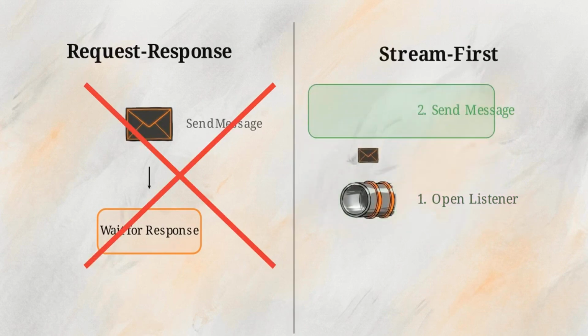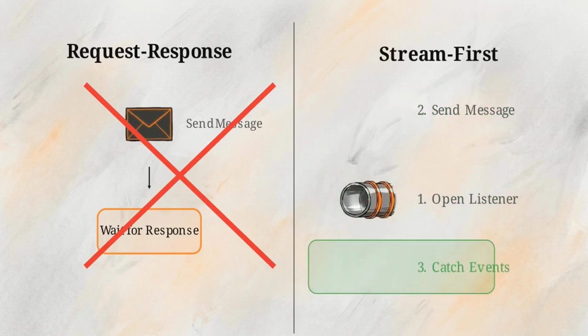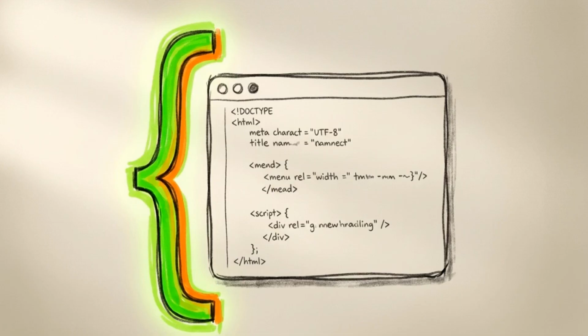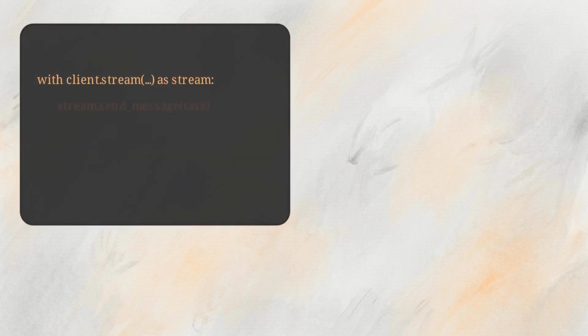Instead, you must open the event stream listener first, and only then send your prompt. In your code, you write a stream block that creates an open context. You place your send message command inside that open context, followed immediately by a loop to catch events.